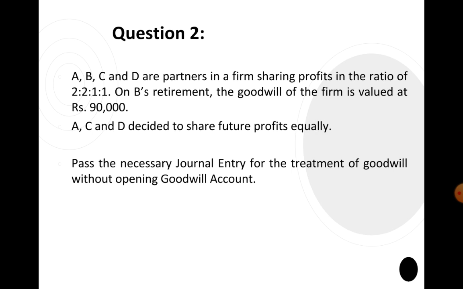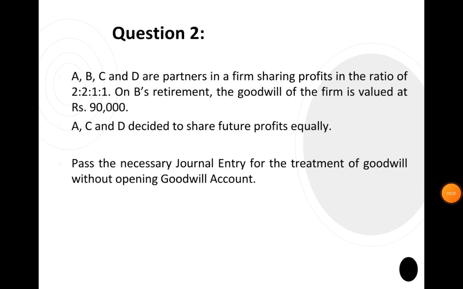A, B, C, and D are partners in a firm sharing profits in the ratio of 2:2:1:1. On B's retirement, the goodwill of the firm is valued at Rs 90,000. A, C, and D decided to share future profits equally. Pass the necessary journal entry for the treatment of goodwill without opening the goodwill account.